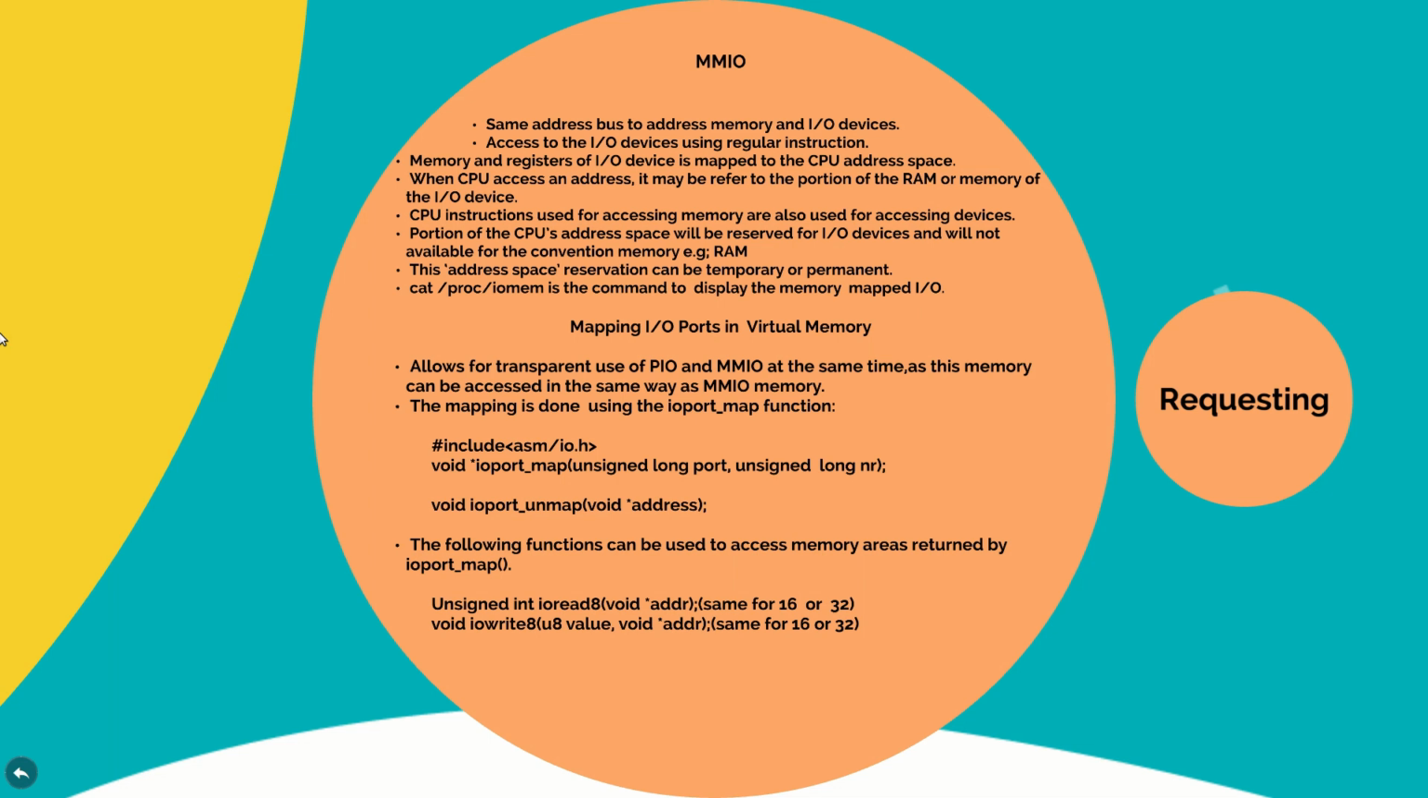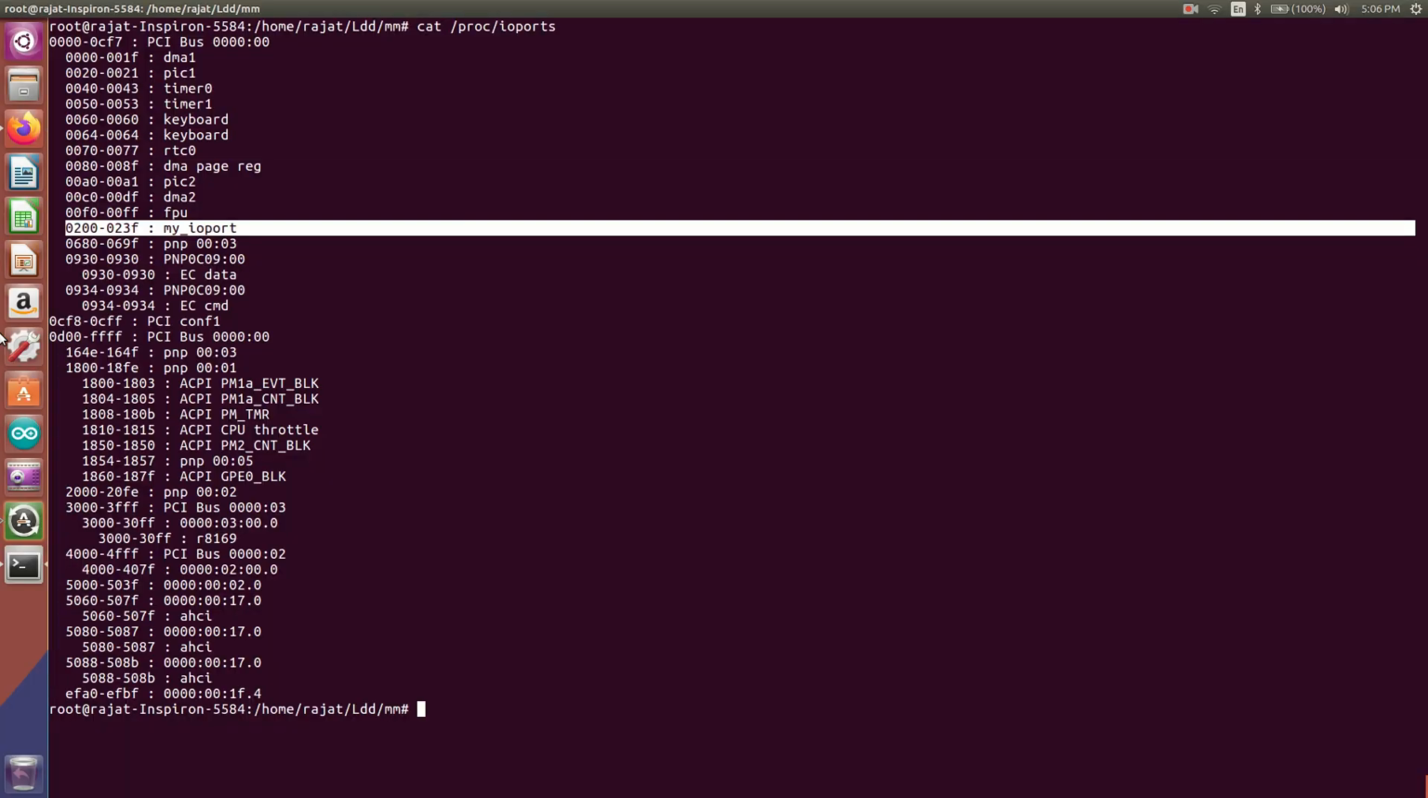If you want to do 8 byte, 16 byte, or 32, you can change the function call accordingly. These are the following functions. So now what we will do here is write this ioport_map function to demonstrate how we can use these.